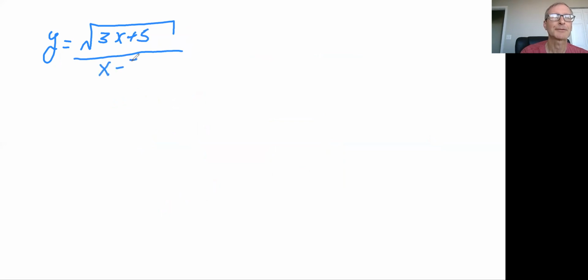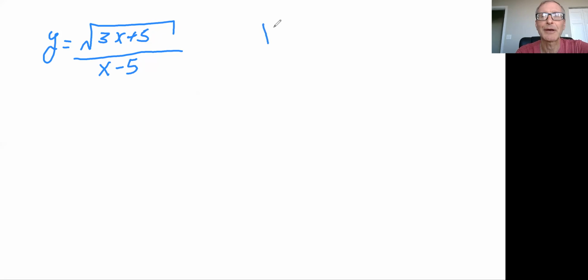Okay, so look at this craziness. So now we're actually combining both problems. Problem number 1, you can't take the square root of a negative number. Problem number 2, you cannot divide by 0. So let's take the bottom one first. That one's usually a little bit easier.